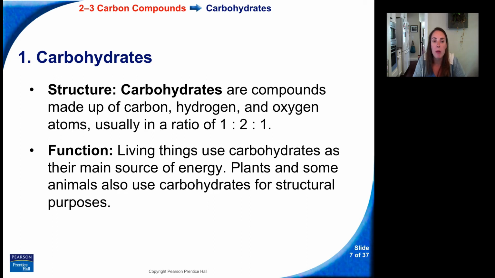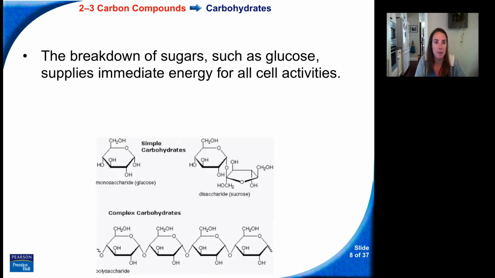So let's start with carbohydrates. They're compounds made up of carbon, hydrogen, and oxygen, usually in a ratio of 1 to 2 to 1. So the function of carbohydrates is living things use carbohydrates as their main source of energy. So carbohydrates are used for energy. Plants and some animals also use carbohydrates for structural purposes.